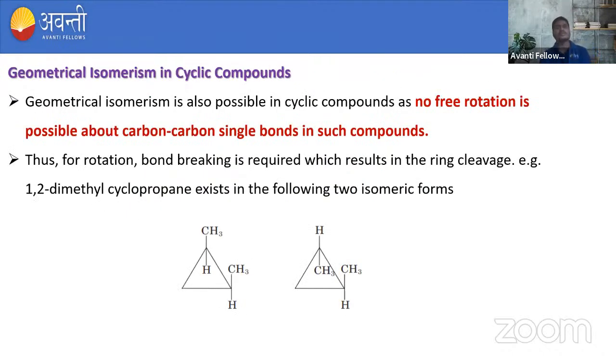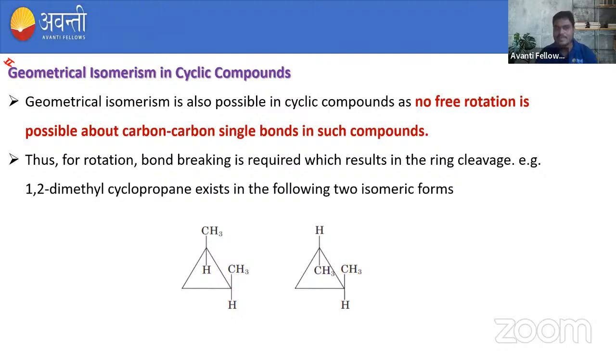Now, geometrical isomerism in the cyclic compound. This is one of the most important and also very important to remember, right? What is geometrical isomerism in the cyclic compound basically? Geometrical isomerism is also possible in the cyclic compound as no free rotation is possible about carbon-carbon single bonds in such compounds, right? Thus, for the rotation, bond breaking is required, which results in the ring cleavage.